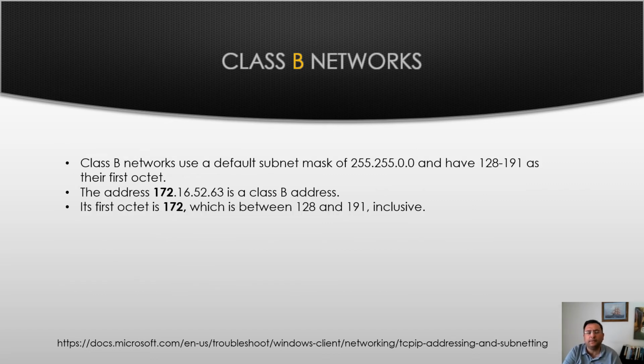So class B networks use a default subnet mask of 255.255.0.0, and they range between 128 and 191 as their first octet. The address, for instance, 172.16.52.63 is a class B address, and its first octet is 172, which is between 128 and 191 inclusive.